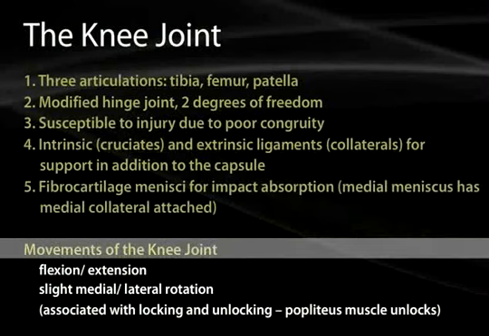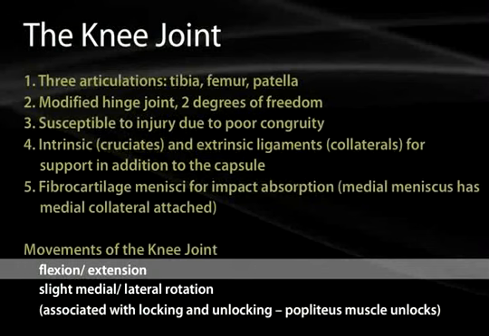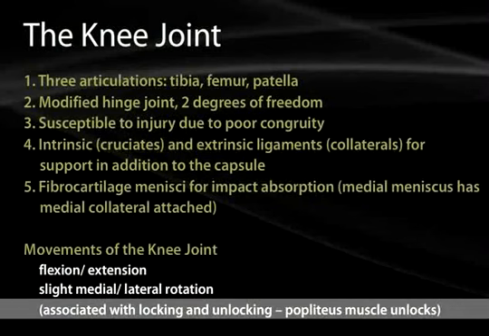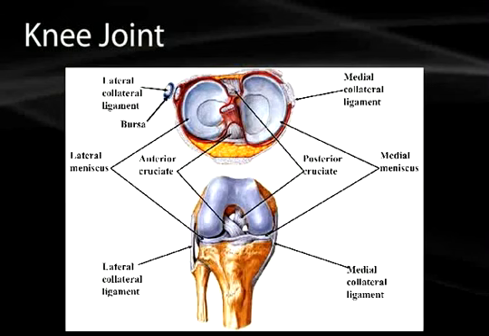The movements, of course, are going to be flexion and extension with some slight medial and lateral rotation, and those are associated with locking and unlocking of the knee, where the locking is done by passive movement of the weight of the limb as it's extended. The popliteus is an active unlocking muscle, and it will rotate the femur laterally.